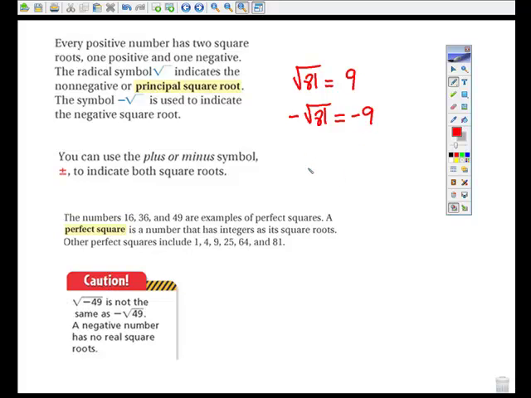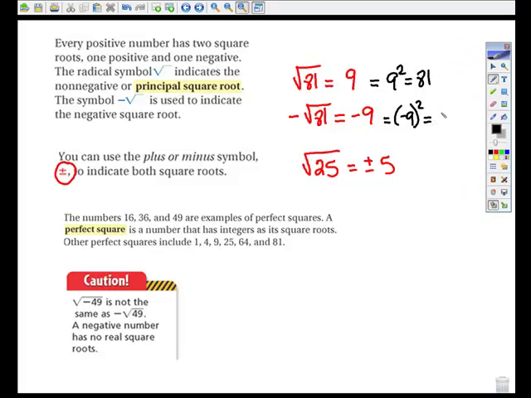If they're asking for 2 square roots, and some of your directions will say that, if I have the square root of 25 and it asks for 2, then I can use this plus minus symbol right here. I know it's positive and negative 5. And this is the case because I know up here, let's backtrack a little, 9 squared is positive 81, but also negative 9 squared is positive 81. So it does work that we get 2.